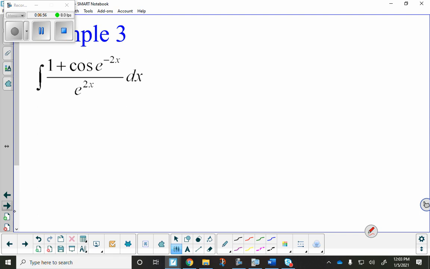How lovely. Well, let's look at this a minute. This is the integral of 1 plus the cosine of e to the negative 2x, times e to the negative 2x dx.